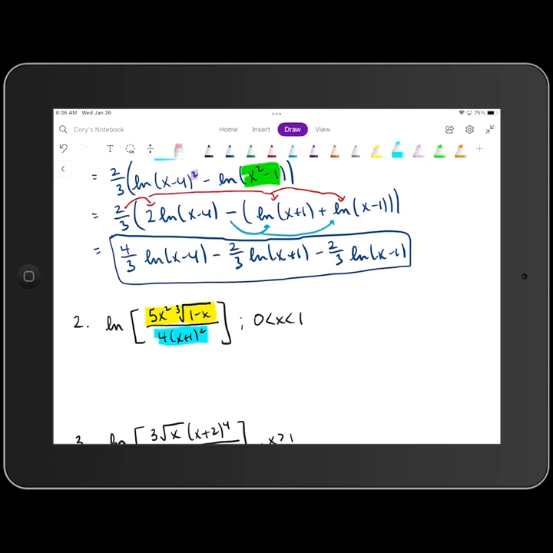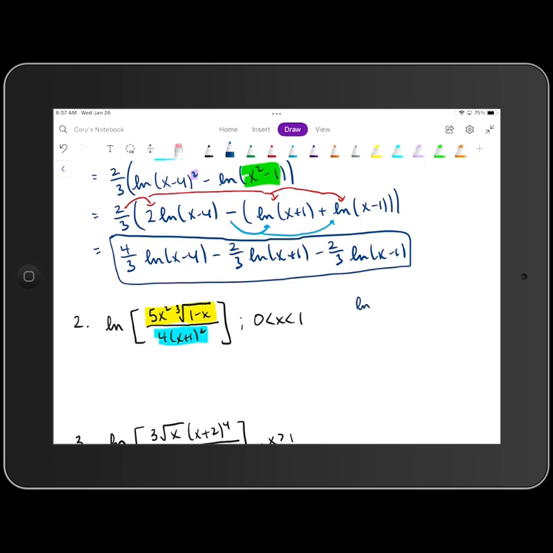When you look at your numerator, how many different factors do we have? Well, we have 3 different factors in the numerator. The first one being 5, the second factor being x squared, and the third factor being the cube root of 1 minus x.